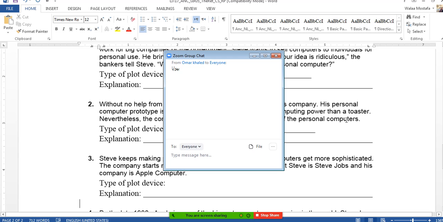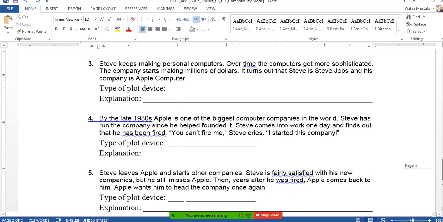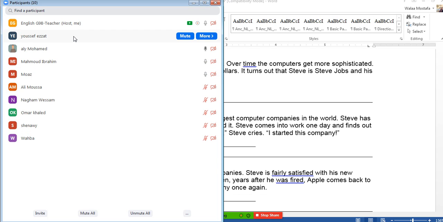So although his personal computer was a prototype, his company has succeeded and sold thousands of personal computers. What type of irony? I think situational. Yes, excellent. That's right. Situational. Why? It has an unexpected ending. Situational irony.